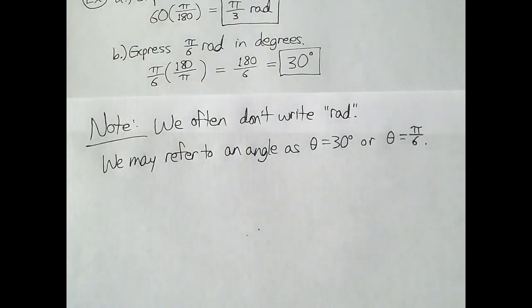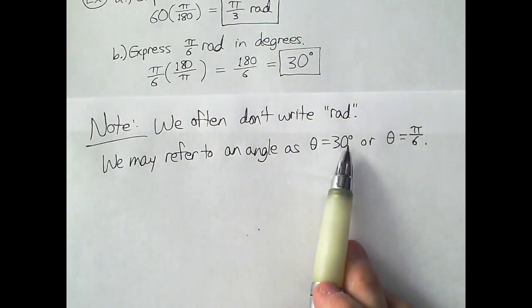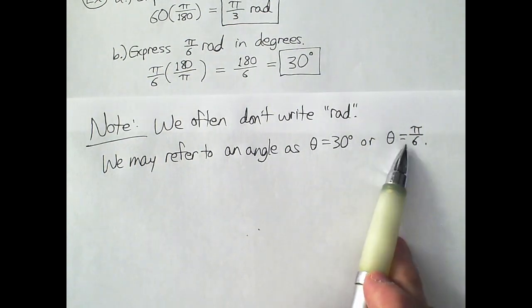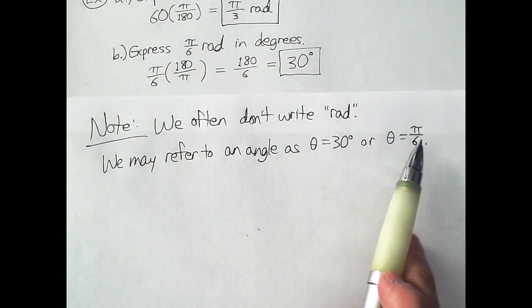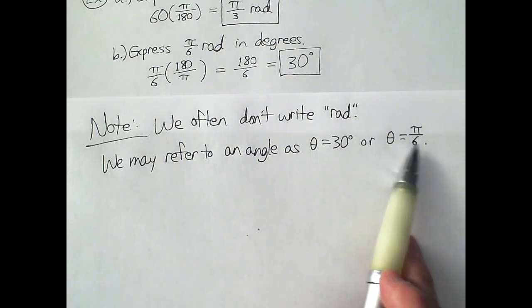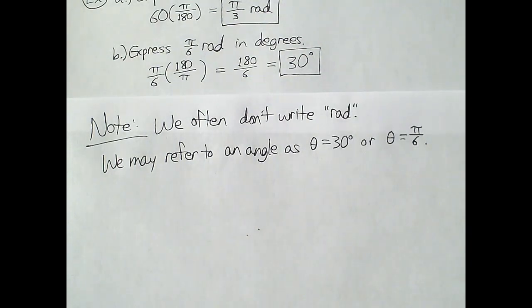We sometimes do that with radians. However, we always write the degree symbol when an angle is measured in degrees. If it's degrees, write the degree symbol. If it's radians, you could write just the number, or you could write the number and rad, or you could write the number and the word radians. Any of those are fine.